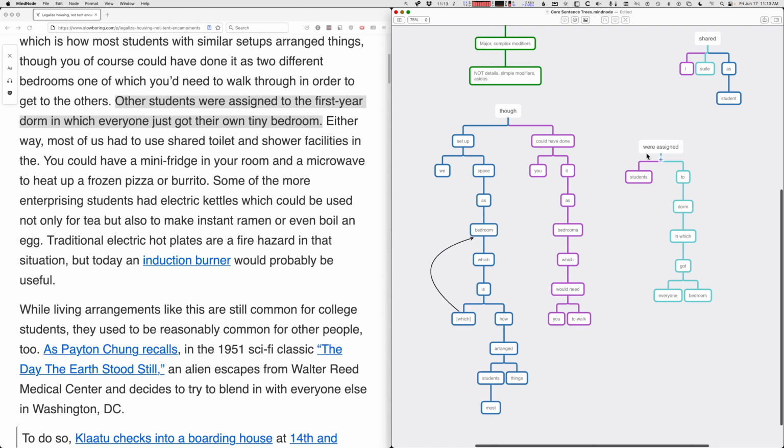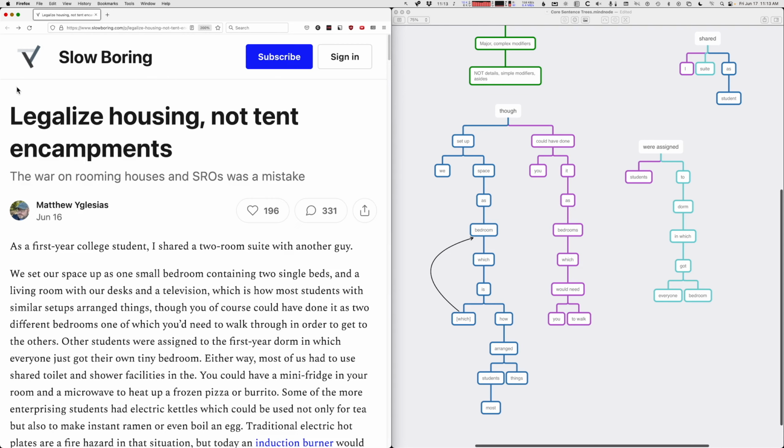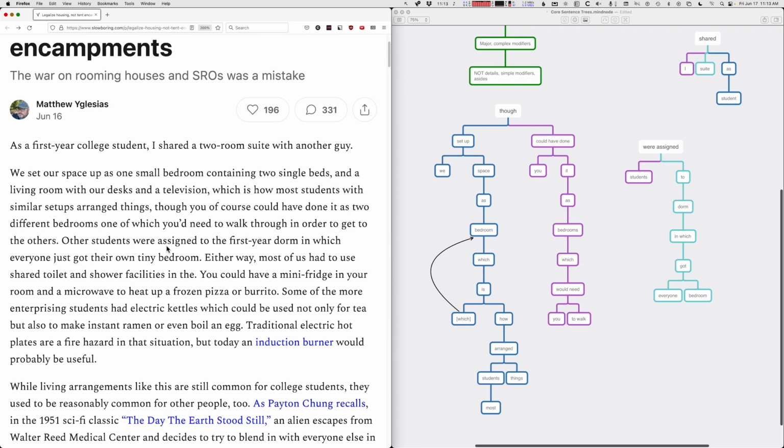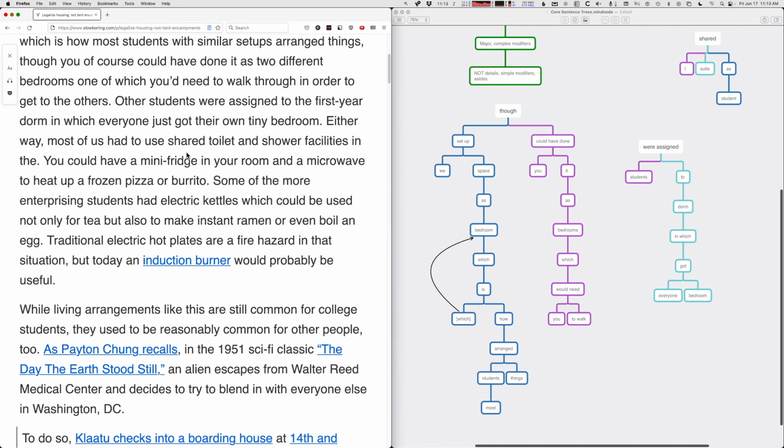When you're reading that, you can go mostly in order, but reading subjects before verbs sounds nicer. Okay. Either way, most of us had to use shared toilet and shower facilities in the... I'm going to turn off reader mode and see if the type is still there. Yep, still there. Okay. We'll just ignore that part.